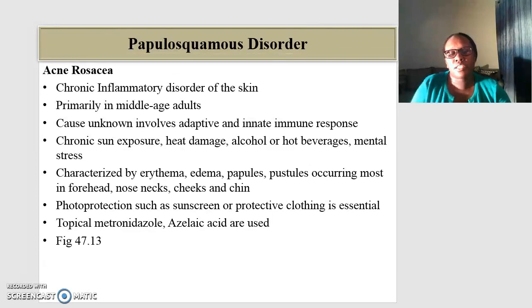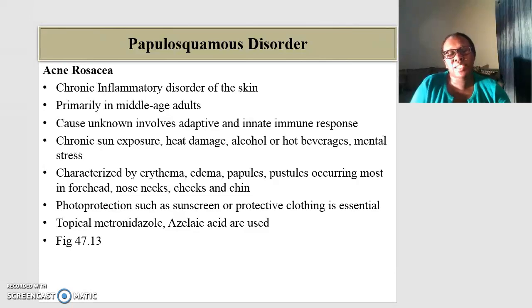Acne rosacea is a chronic inflammatory disorder of the skin, primarily in the middle-aged adult. The cause is unknown and involves adaptive and innate immune response. Triggers include chronic sun exposure, heat damage, alcohol or hot beverage, and mental stress. It is characterized by edema, papules, and pustules, occurring most in the forehead, nose, neck, cheeks, and the chin. Photoprotection such as sunscreen or protective clothing is essential. Treatment is metronidazole, and azelaic acid is also used.